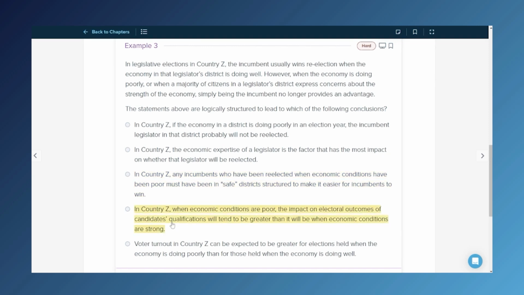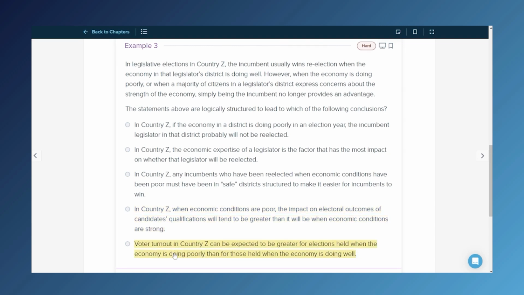D, therefore, in country Z, when economic conditions are poor, the impact on electoral outcomes of candidates' qualifications will tend to be greater than it will be when economic conditions are strong. This is a good conclusion. If people usually care about the economy, and if they'll usually give incumbents the benefit of the doubt if it's doing well, but those same voters have to be wowed if the economy isn't doing as well, then they need to be looking at other aspects of the candidates to make their decision. So they would consider the candidate's qualifications more thoroughly in those elections.